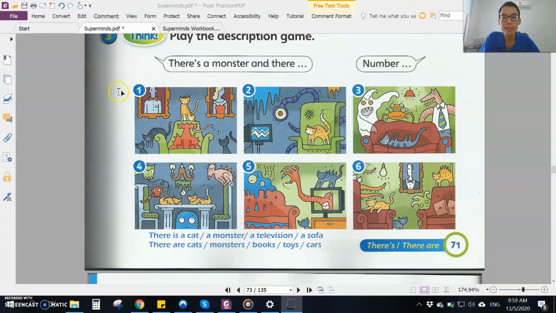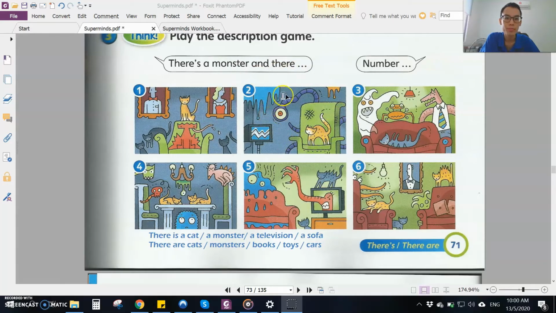Okay, now let's look at the first picture here. How many cats can you see? 1, 2, 3, 4. So we can use are, there are 4 cats. How many monsters can you see? There is only one monster sitting on the sofa. So we can use there is a monster.